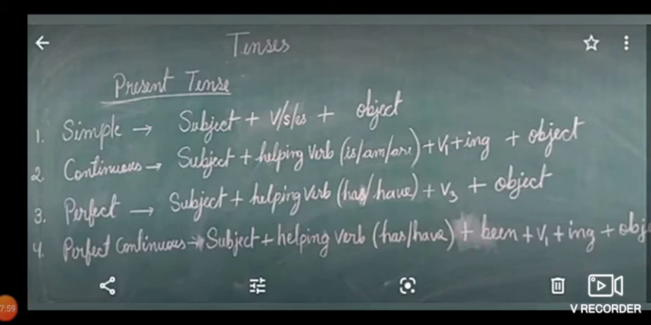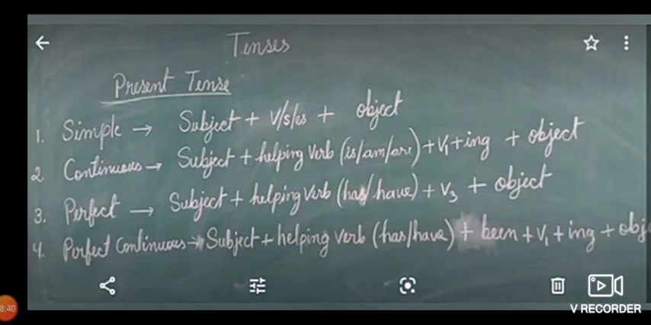Now let's see the perfect continuous. First is your subject, second is your helping verb, has or have, plus been, has been, have been, plus first form of the verb with ing and your object. She has been writing a letter. Amit has been writing a letter. Rima has been eating an ice cream. So, with this, we have done the present tense.